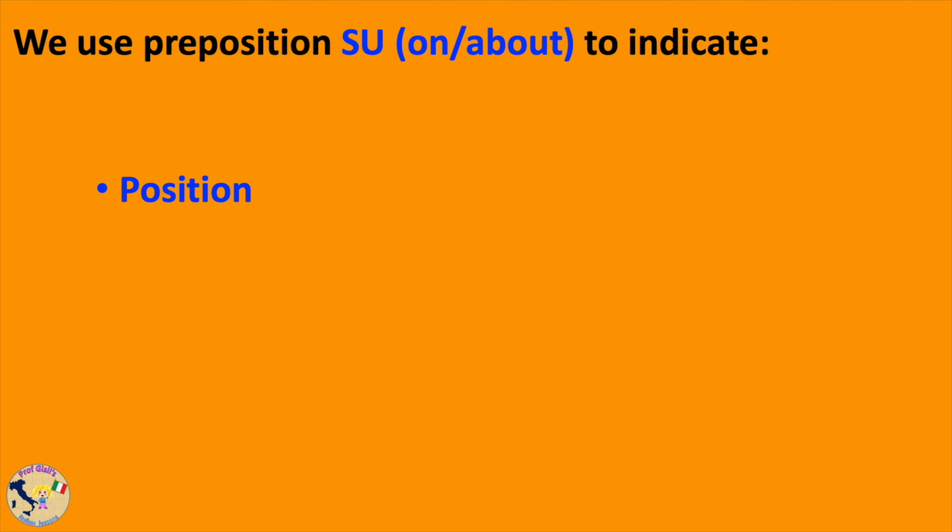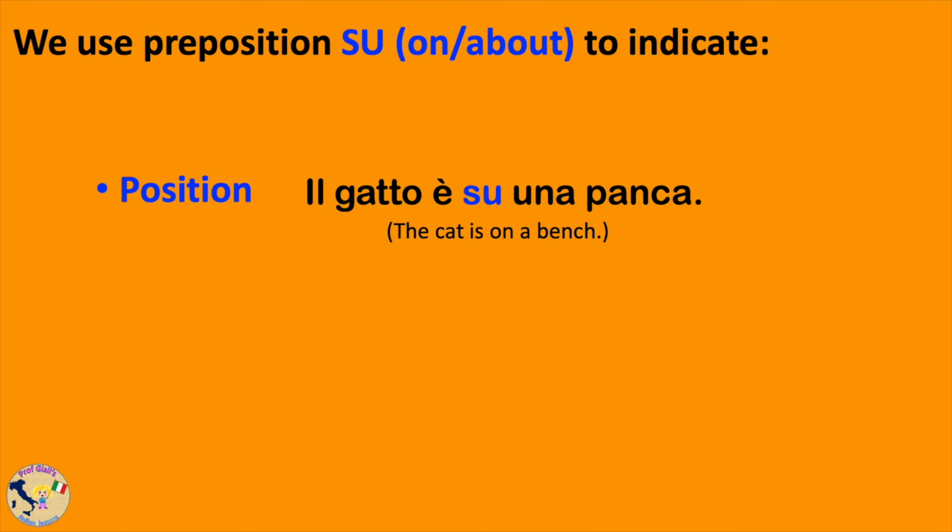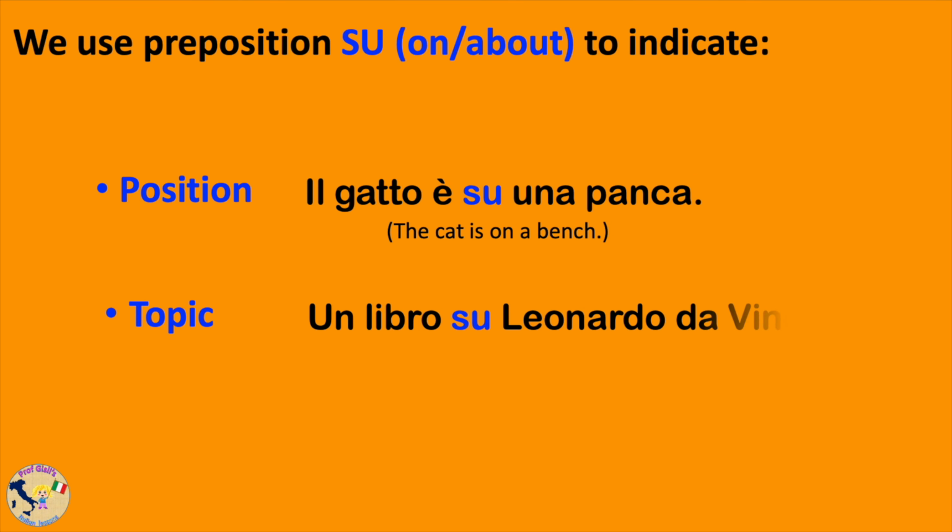We use preposition su, equivalent to English on or about, to indicate position, usually on top of something, as in il gatto è su una panca. Or topic, as in un libro su Leonardo da Vinci.